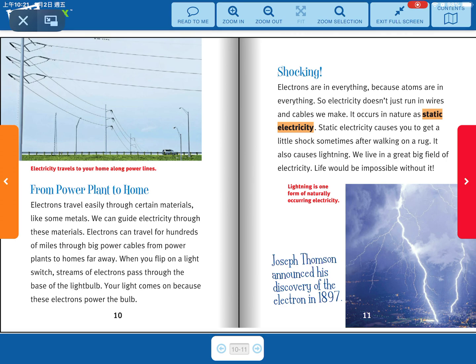So electricity doesn't just run in wires and cables we make. It occurs in nature as static electricity. Static electricity causes you to get a little shock sometimes after walking on a rug. It also causes lightning. We live in a great big field of electricity. Life would be impossible without it.